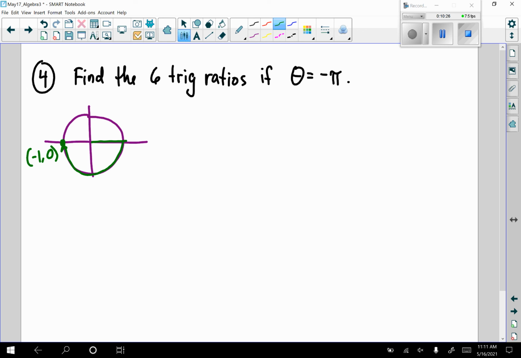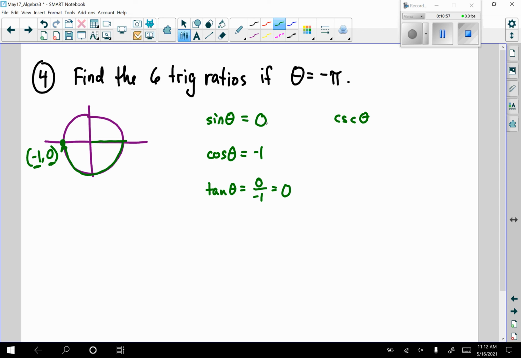So if I write out all 6, we know sine theta is equal to the second value of the ordered pair, so that's 0. Cosine theta is equal to the first number, so that's negative 1. Tangent theta is equal to sine divided by cosine, so that's 0 over negative 1, which is 0. And then we take the reciprocals. So the reciprocal of sine again is cosecant.